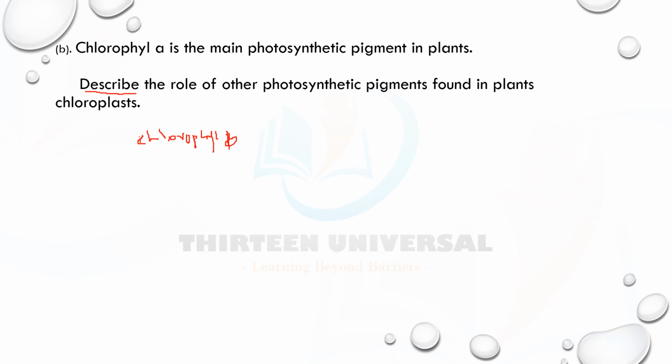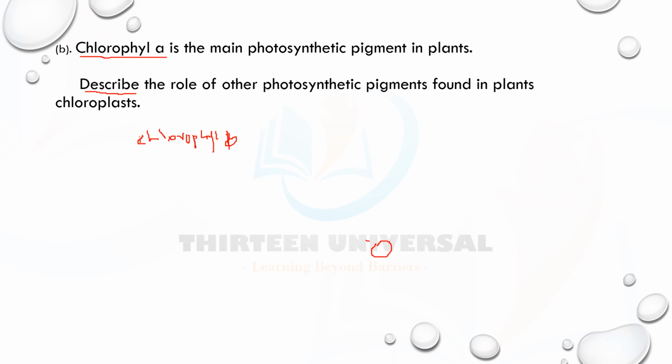What do they do? They absorb wavelengths that chlorophyll A, which is the primary pigment, does not absorb. This primary pigment is a reaction center, this chlorophyll A. So the other pigments are accessory, so they absorb wavelengths that the primary pigment does not absorb, and then they pass on the energy of that wavelength to the primary pigment.